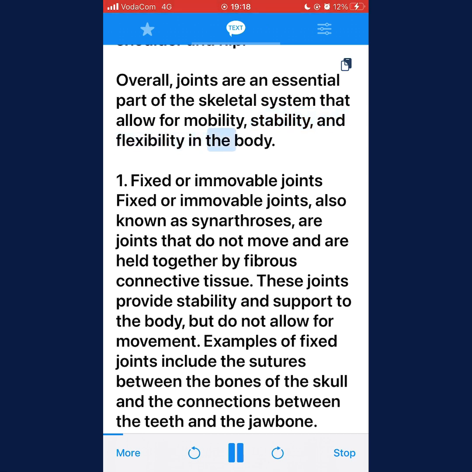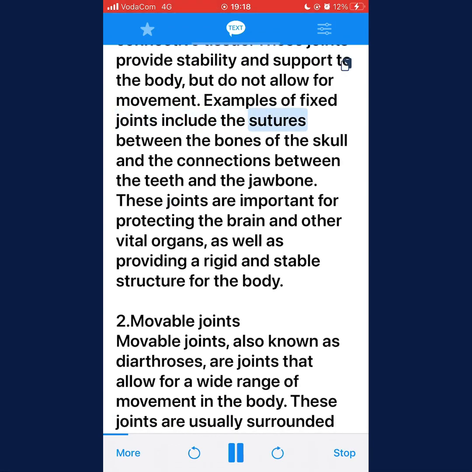1. Fixed or immovable joints. Fixed or immovable joints, also known as synarthroses, are joints that do not move and are held together by fibrous connective tissue. These joints provide stability and support to the body, but do not allow for movement. Examples of fixed joints include the sutures between the bones of the skull and the connections between the teeth and the jawbone. These joints are important for protecting the brain and other vital organs, as well as providing a rigid and stable structure for the body.